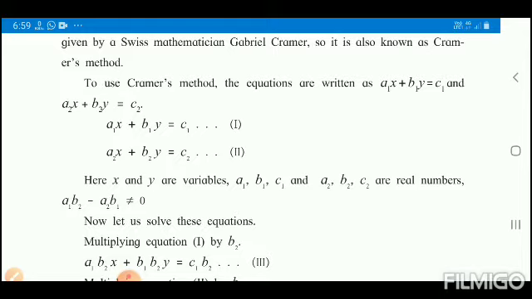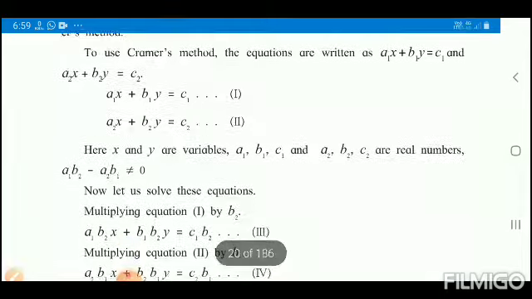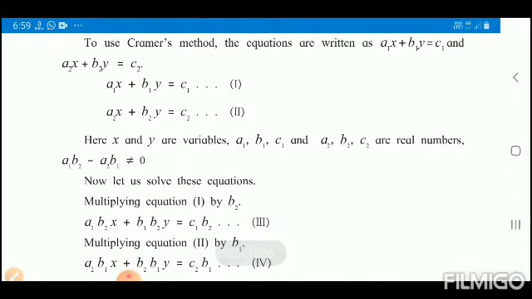Here x and y are variables. a1, b1, c1 and a2, b2, c2 are real numbers. Now a1 b2 minus a2 b1 is not equal to 0. Now let us solve these equations.